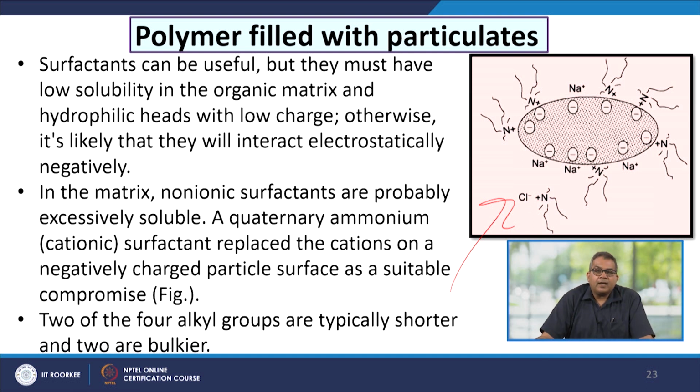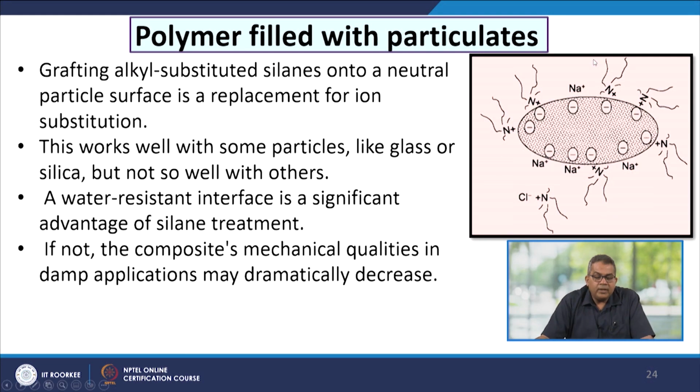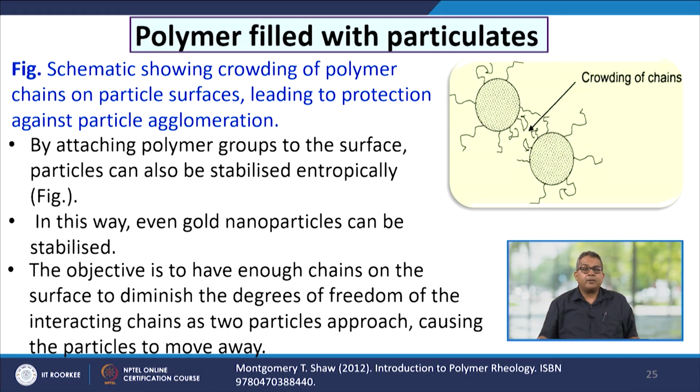Two of the four alkyl groups are typically shorter and two are bulkier. Grafting alkyl substituted silanes onto the neutral particle surface is the replacement for ion substitution. Now this works well with some particles like glass or silica, but not so well with others. A water resistant interface is a significant advantage of silane treatment; otherwise, the composite's mechanical qualities in damp applications may dramatically decrease, and that is undesirable.